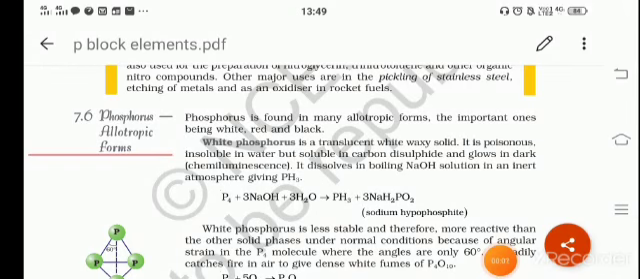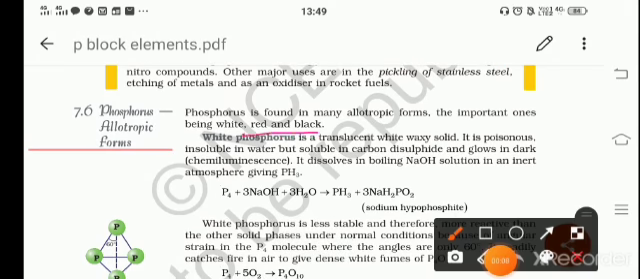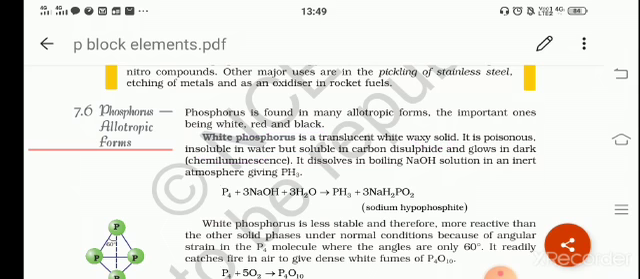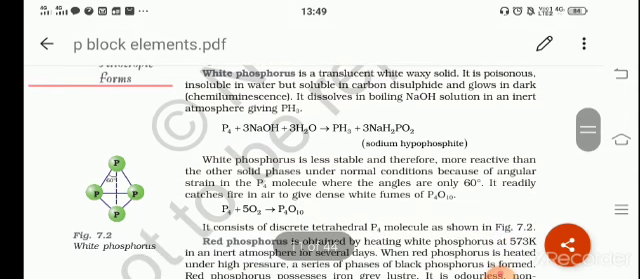Phosphorus is found in many allotropic forms, and the important ones are white, red, and black. Here, white phosphorus is the very first allotropic form, which is a waxy solid, insoluble in water, and having an important property of chemiluminescence. When it dissolves in boiling NaOH in an inert atmosphere, it forms phosphine, which is another compound of phosphorus. Phosphine is formed by heating white phosphorus in NaOH, and along with that, sodium hypophosphite is also formed.